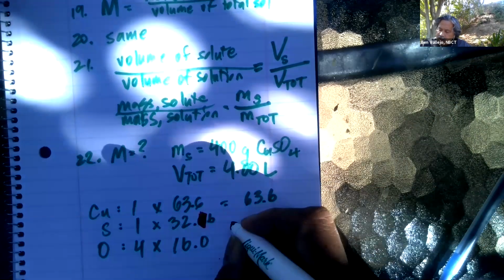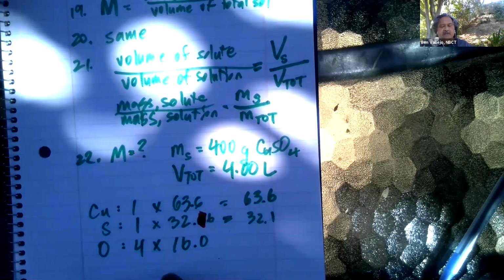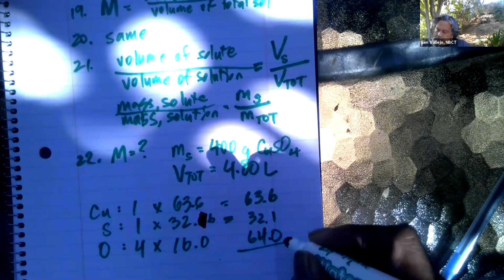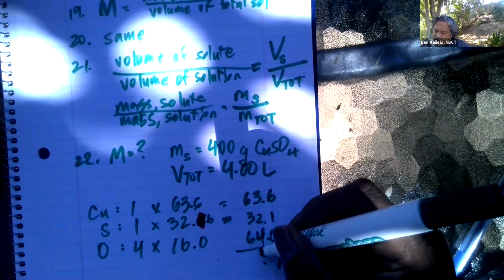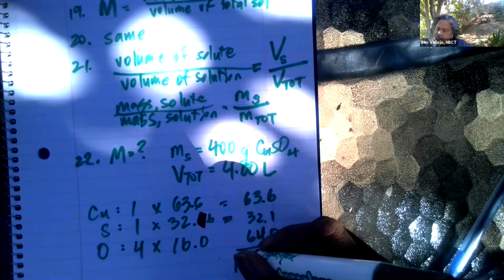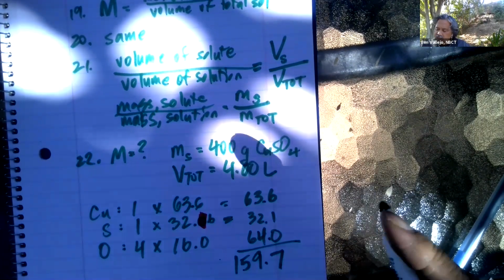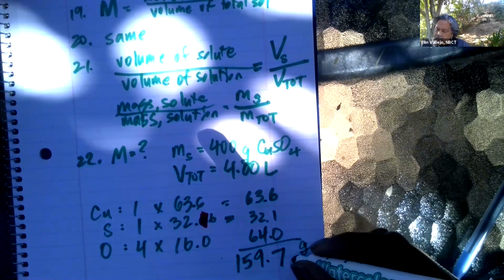I get 32.1, and 16 times 4 is 64. If I add all that together, I get 0.7, and 5 plus 4 is 9, and 12 plus 3 is 15, 159.7, 160, right? So that is 159.7 grams per mole.